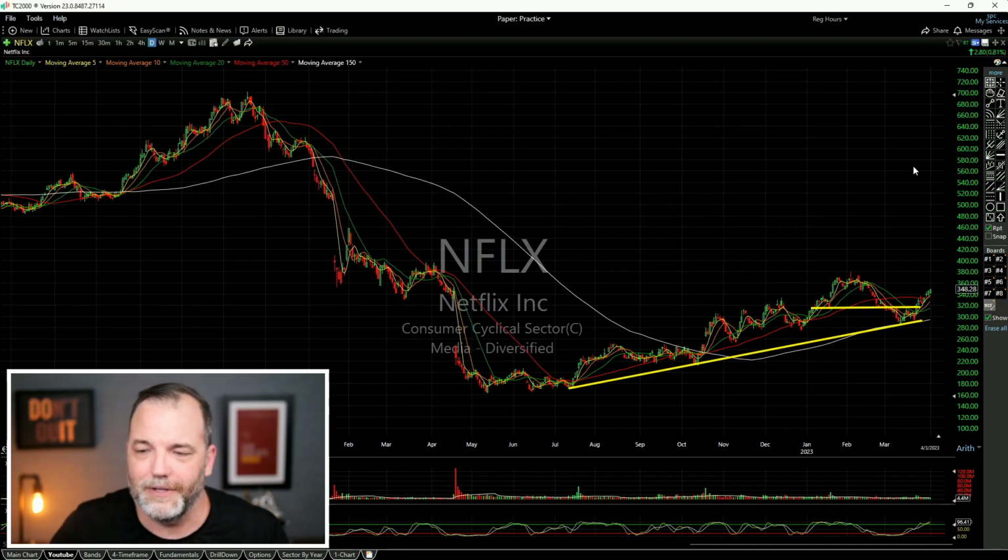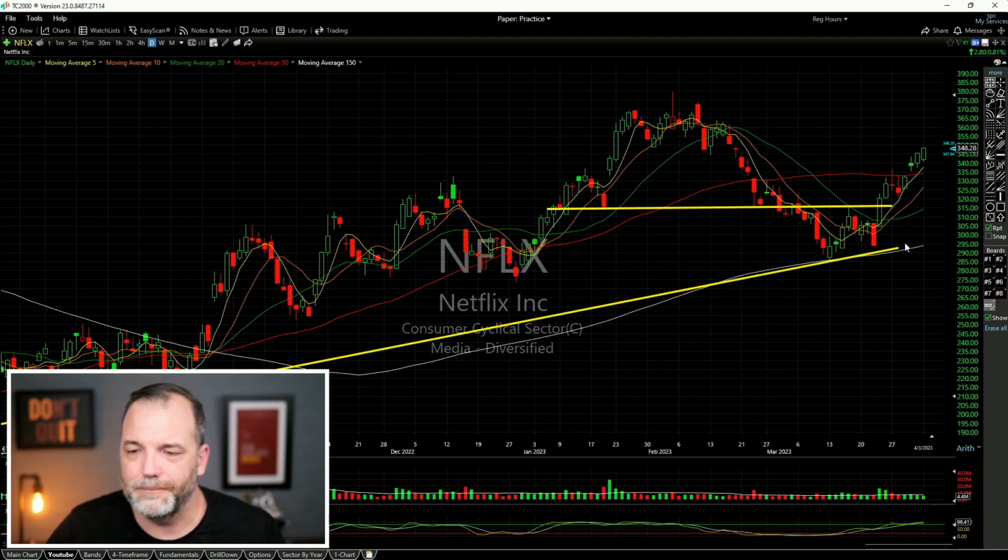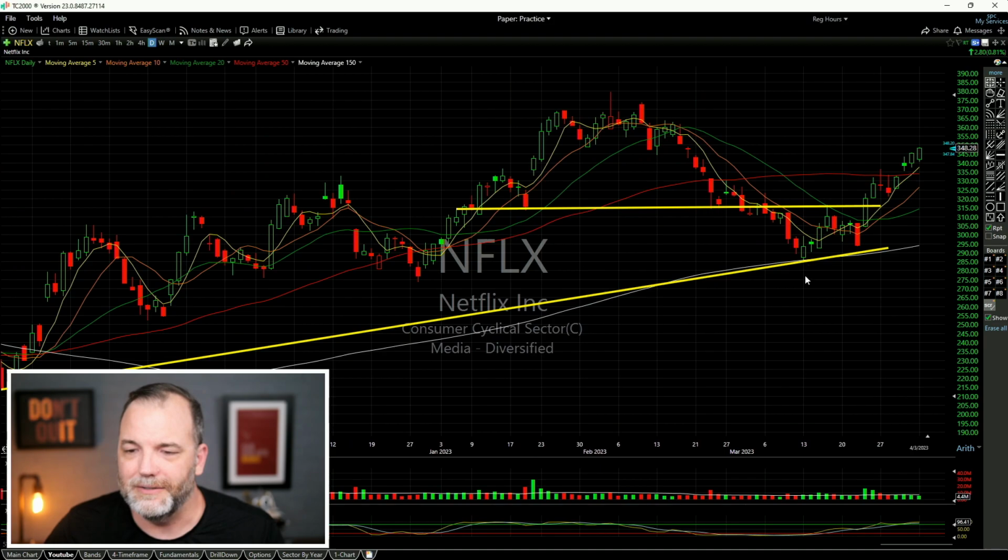And then you got Netflix, another huge rally here. Best seen, this is the weekly, but this is the daily. This daily run off of the March 13th lows, it goes from 286 up to 350 almost. Another big rally of over 20%. So you're starting to see the trend here.